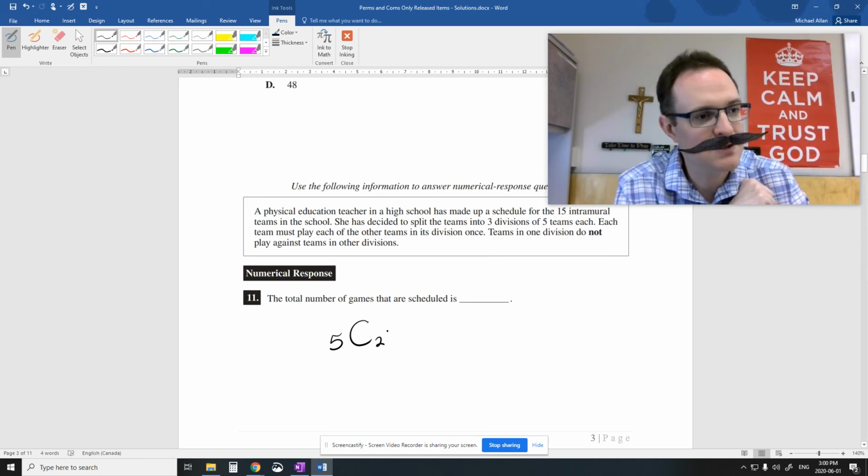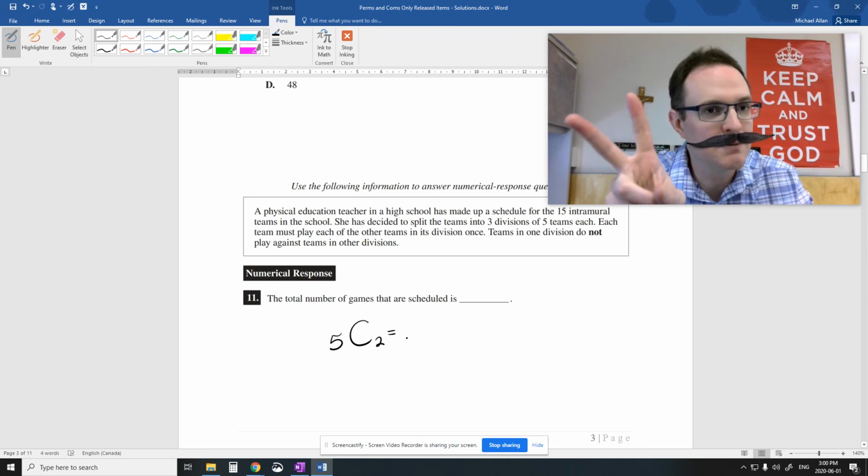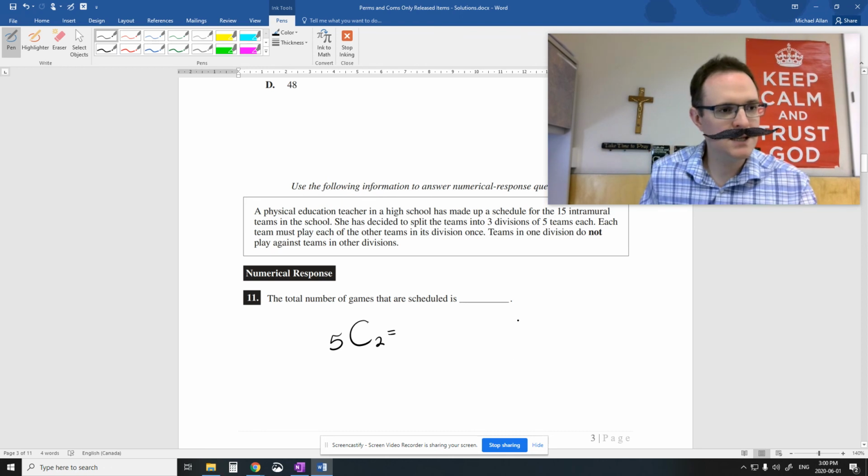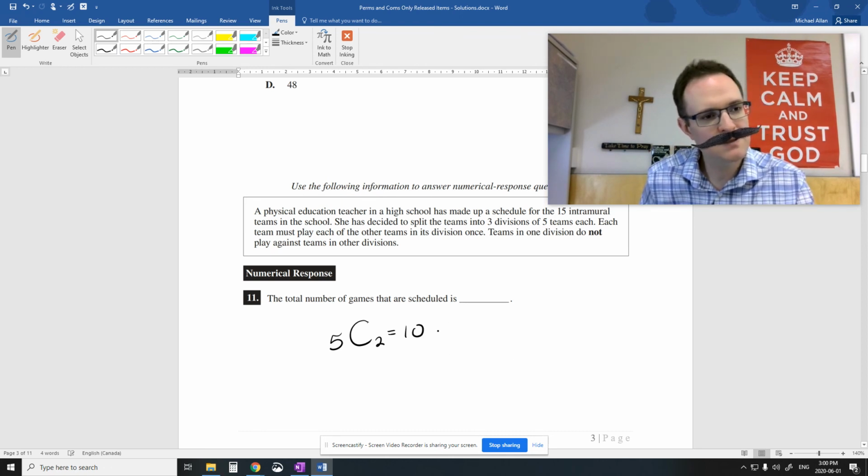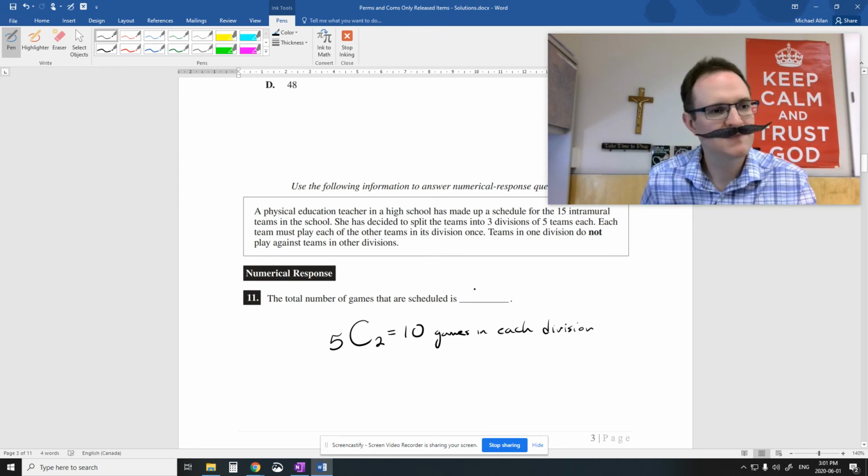Now, there's other questions like handshake questions, very similar to these kind of questions, where they might ask how many handshakes there are. It would be the same idea. You need 2 people to have a handshake. So 5C2, 10. So there's 10 games in each division, okay? Because each one is going to get 5 teams. So there's 10 times 3, and I get my 30 there.